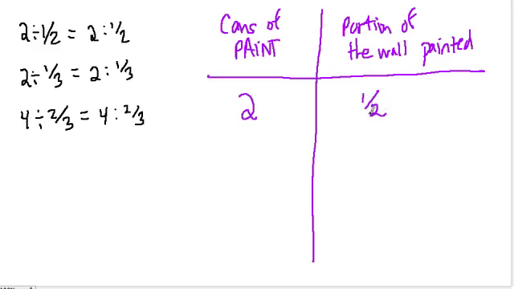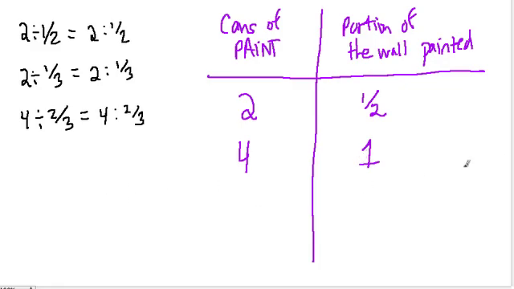So the question is, how many cans of paint would you need to cover an entire wall? And that really is a question in division, right? In other words, how many 1/2s are there in a whole wall? So that means we need 4 cans of paint, right? Because if 2 cans of paint cover half the wall, double that to cover the entire wall.